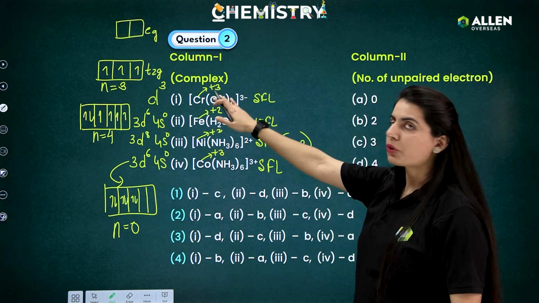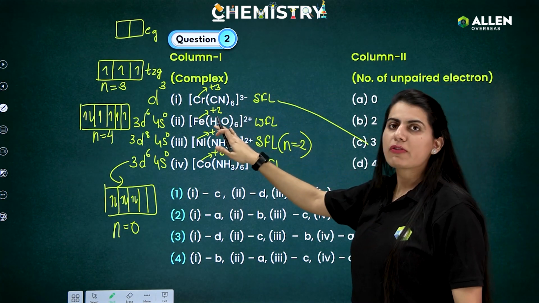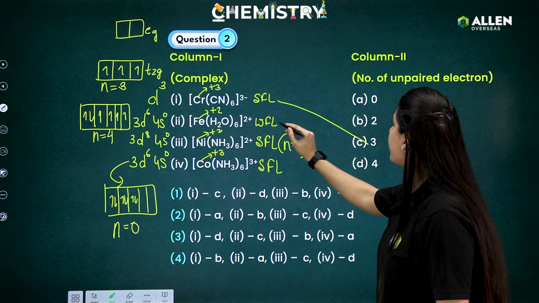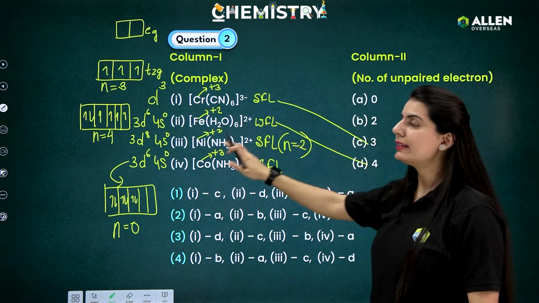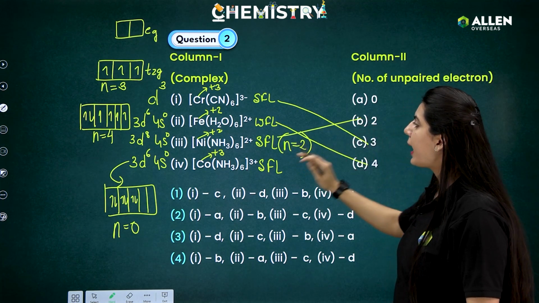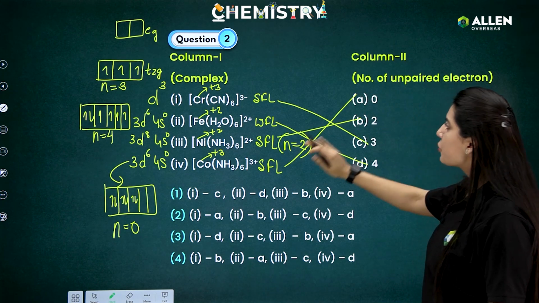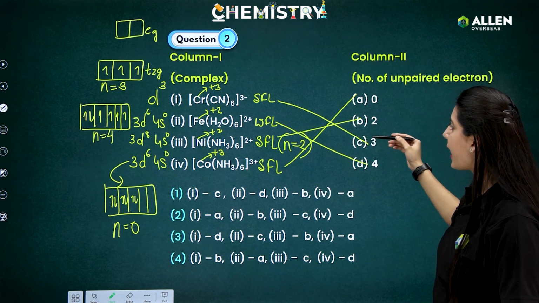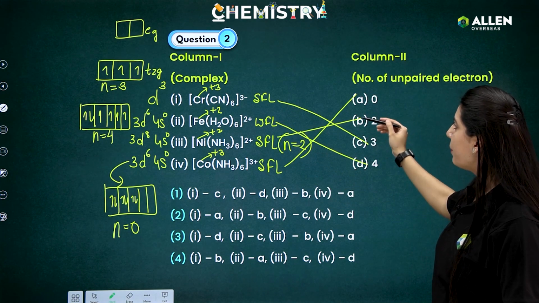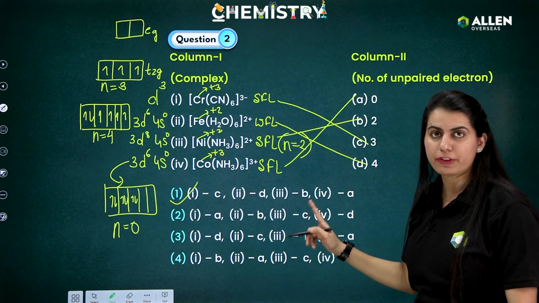So in the case of chromium, the number of unpaired electrons is 3. In the case of iron complex, the number of unpaired electrons is 4. In the case of nickel, the number of unpaired electrons is 2. And in the case of cobalt, the number of unpaired electrons is 0. So if I match, I can clearly see the answer will be C, D, B, A. So the answer for this particular match the column will be first.